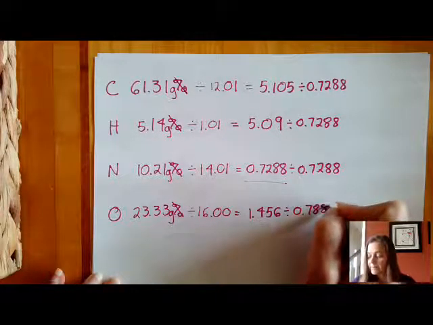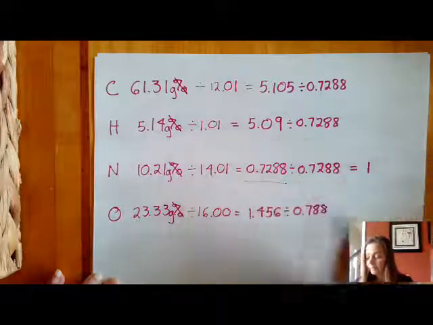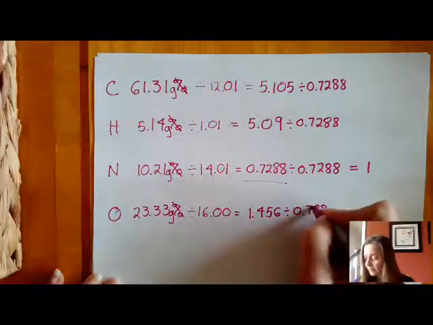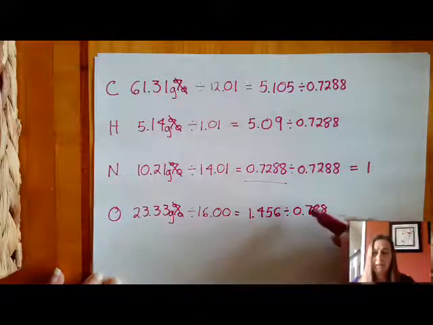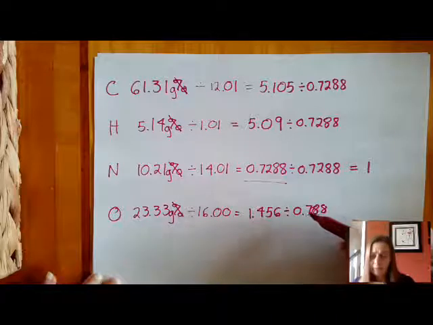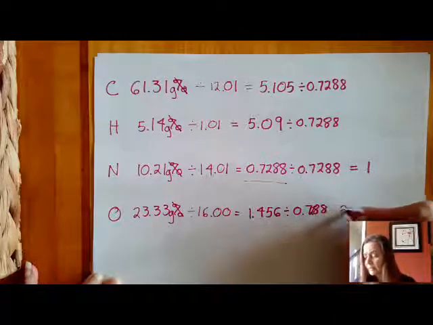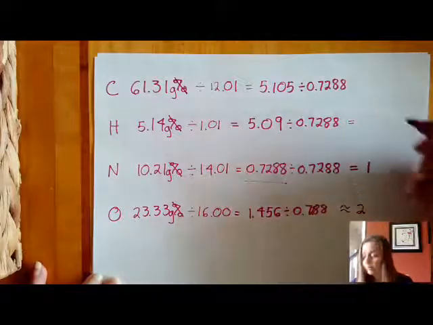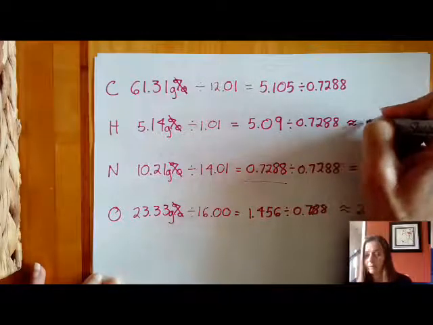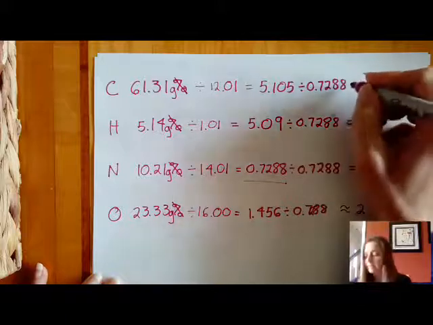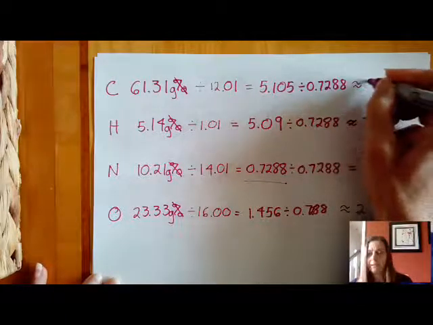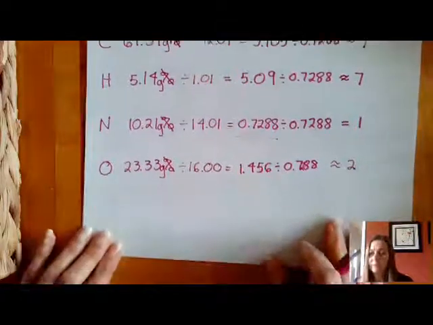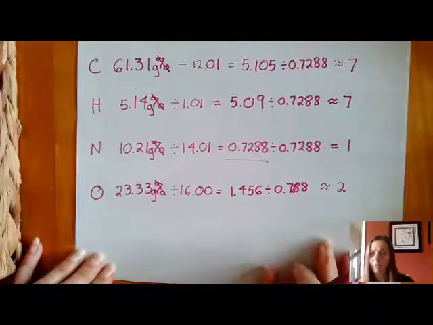It's pretty easy to see that this is going to give us 1, and this is going to give us 2. Oops, I left out a number there, sorry. This is going to give us something like 2.001, and we're going to say that's close enough to 2. This is going to give us 6.984, so we're going to say that's really close to 7. And this is going to give us 7.005, and again, we're going to say that's really close to 7. And so now we have 7, 7, 1, and 2.